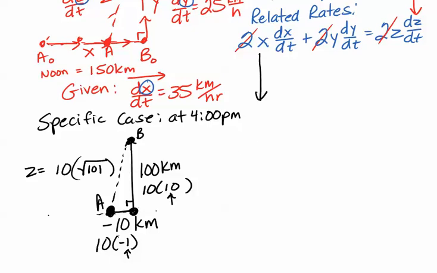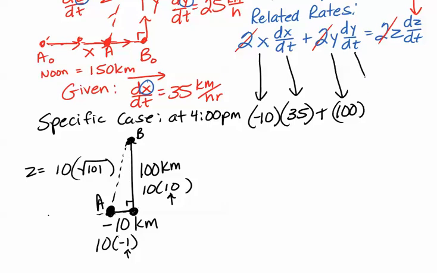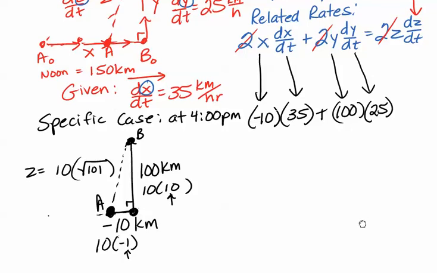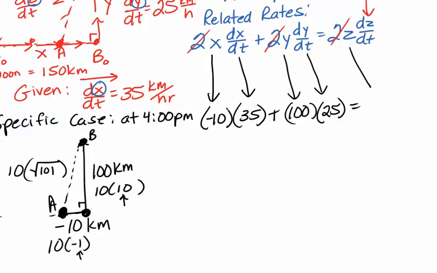So let's see if I can do this so that you can follow. Our x coordinate is at negative 10. Our dx/dt is the rate of that ship, 35 kilometers per hour. And let me just put the units in at the end here. And our y coordinate is 100. And our dy/dt is that speed, which was 25 kilometers per hour. And on the right-hand side, we know what z is. We just found it, 10 radical 101. And we don't know what dz/dt is. That's what we wanted to find.